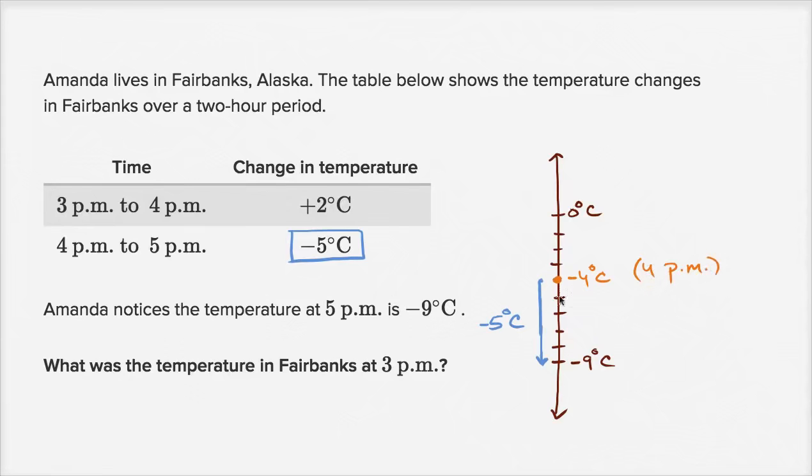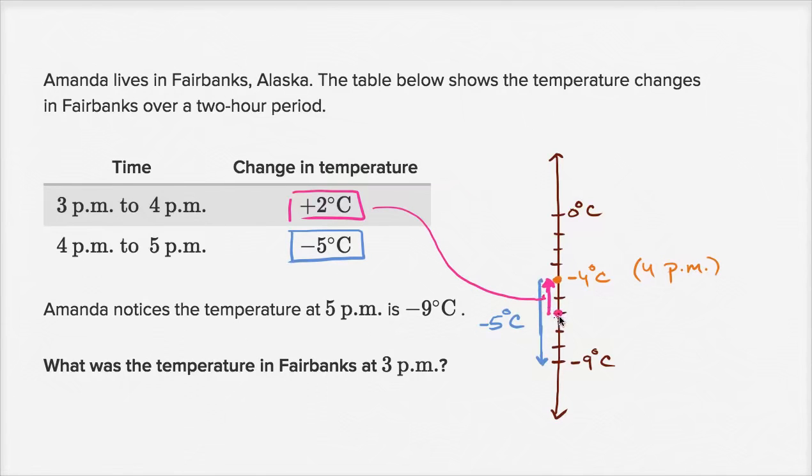And then to figure out 3 p.m., remember, when we go from 3 p.m. to 4 p.m., our temperature increased 2 degrees Celsius. So we increased by 2 degrees Celsius from that hour to get to negative 4 degrees Celsius. So if we increased by 2 degrees Celsius to get to negative 4, that means at 3 p.m. we must have been 2 below that. So from 3 to 4, we increased by 2 to get to negative 4. So this right over here is the plus 2 degrees Celsius.